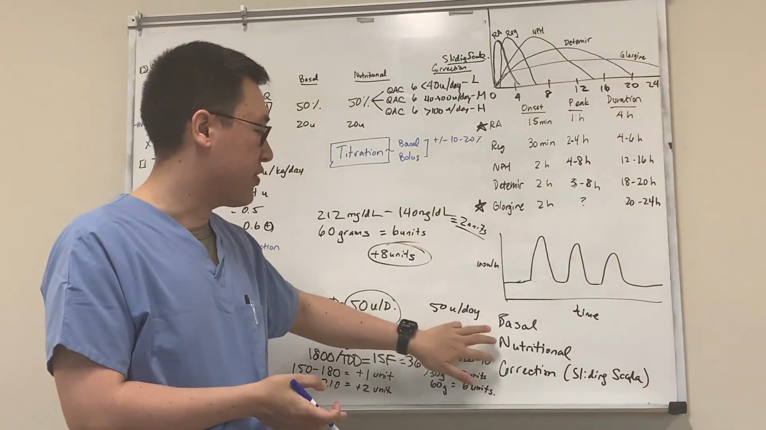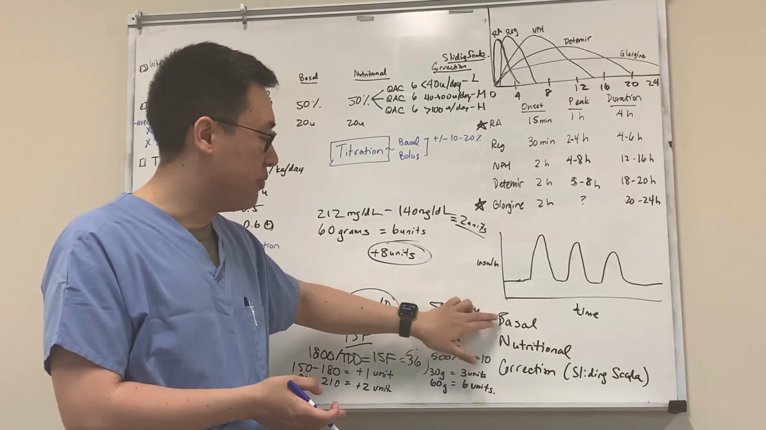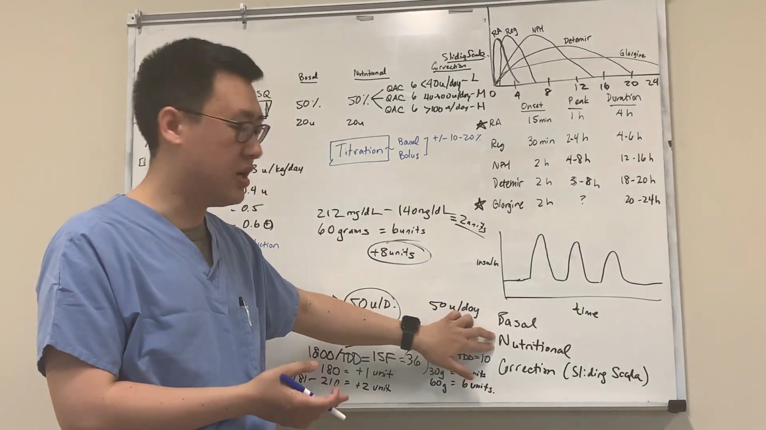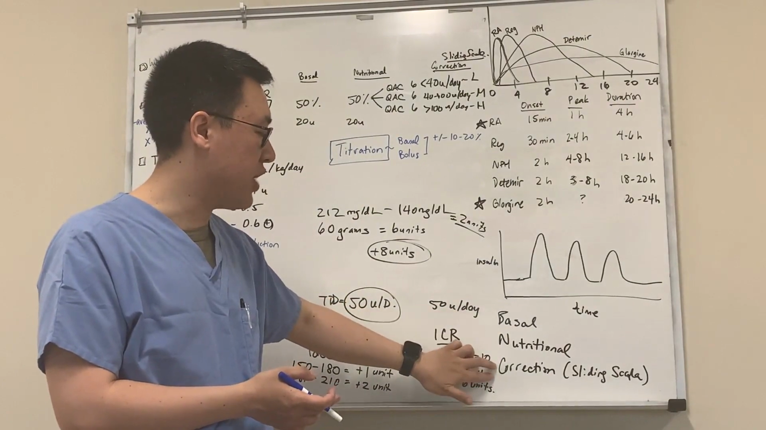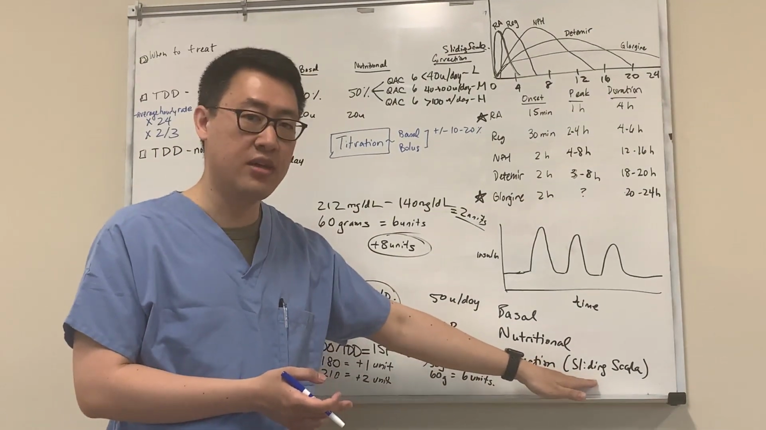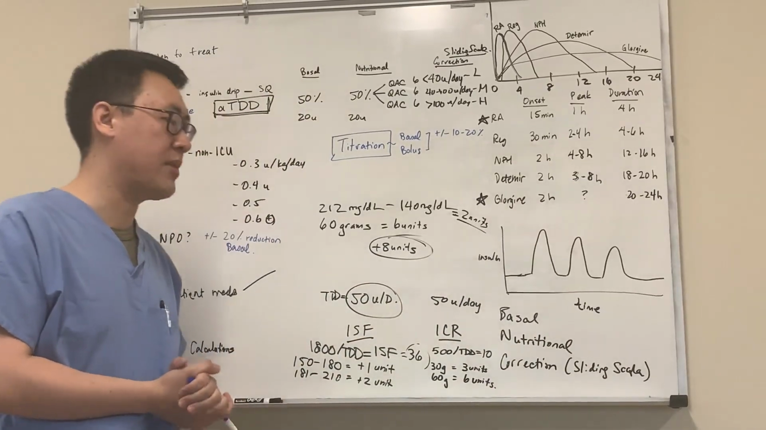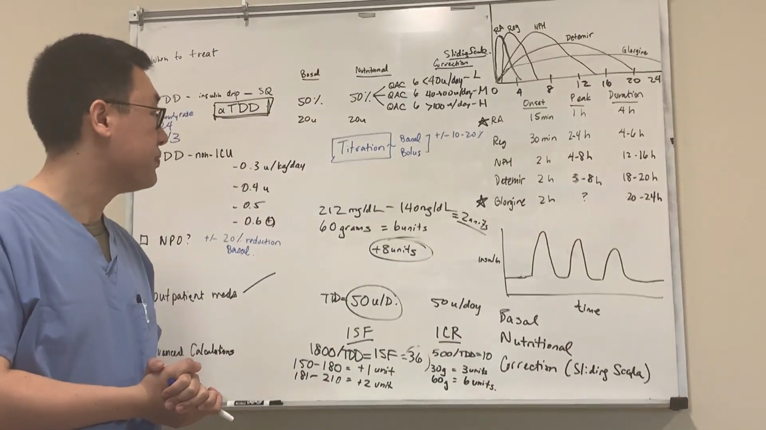In general, we have 3 types of insulin requirements. We have a basal insulin requirement, we have nutritional insulin to cover the carbohydrate content in the meals, and we have a correction, or sometimes called a sliding scale insulin. And in general, people need to have all 3 to address hyperglycemia adequately.